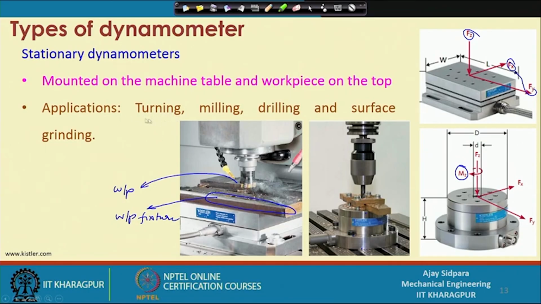When you want to use a turning operation, the dynamometer is not attached to the workpiece, because we know in turning the workpiece is rotating, but the cutting tool is fixed. So, there is a provision where you can put your cutting tool onto the dynamometer and then do machining. In that way it will give you different results, right.